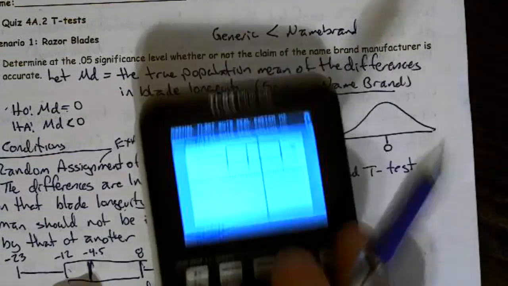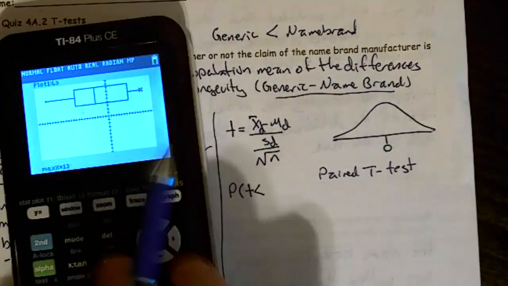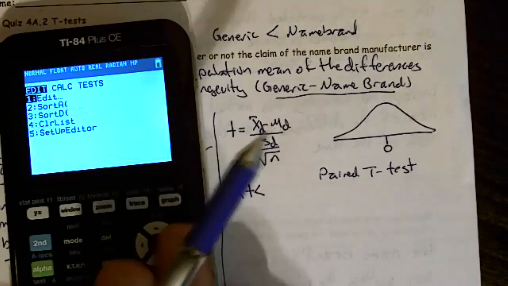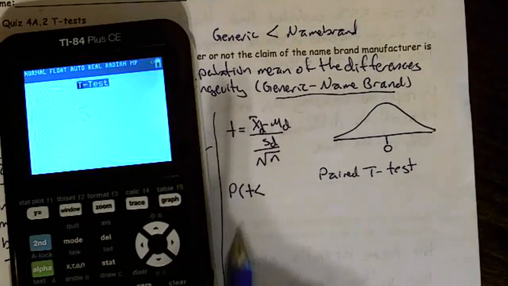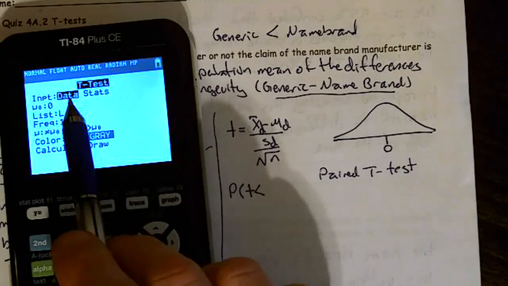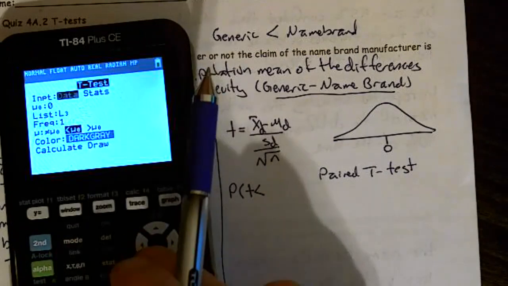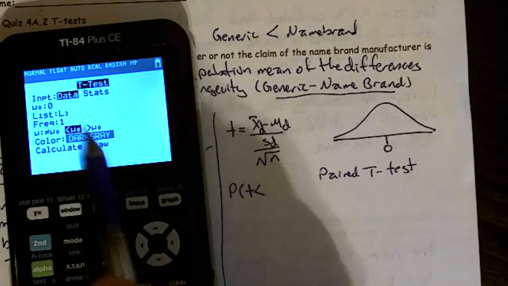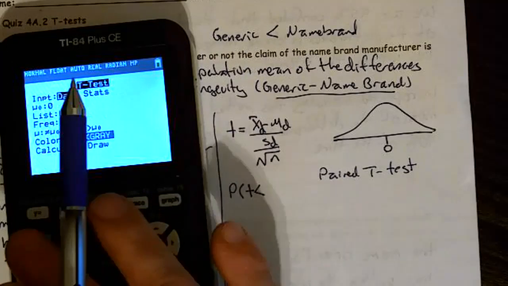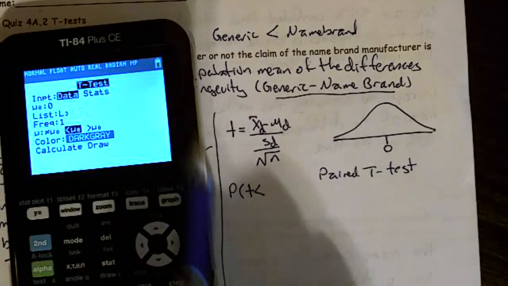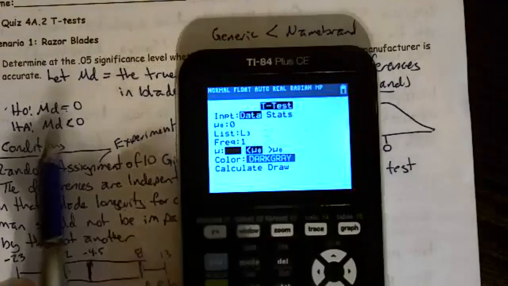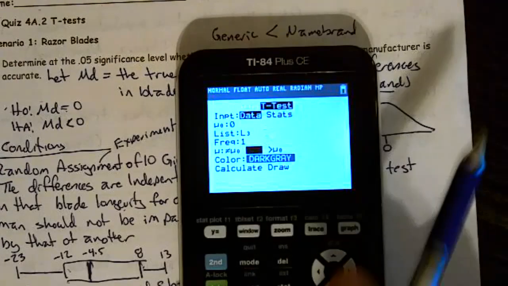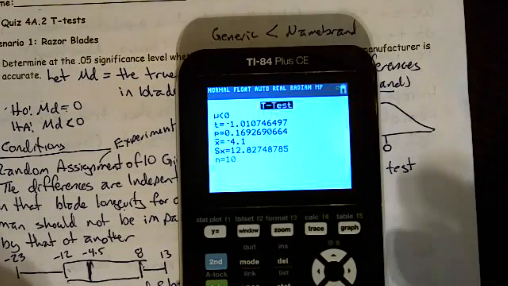I'm going to go ahead and run my test at this point. Stat, arrow over to tests. There it is, t-test, and press enter. I have data highlighted because I inputted data into L1 and L2. My data list that I care about is in L3, so second followed by 3. And I have the less than symbol because that's what my alternative indicates. And I'm going to calculate.